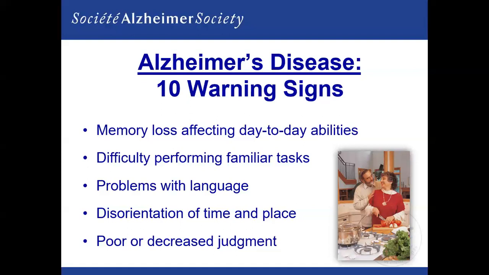Difficulty performing familiar tasks. So we're all busy and distracted from time to time. We might make a salad for dinner and forget to put it on the table with everything else. But the big difference here with Alzheimer's disease is that the person's having a difficult time completing tasks that have been familiar to them for a long time. So maybe they're having a hard time preparing a meal, but that meal has been a family recipe that they've often made almost every week. And now they're starting to have a hard time with that recipe or making that meal.